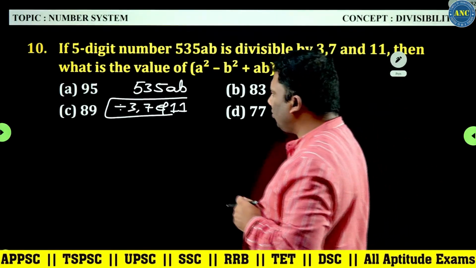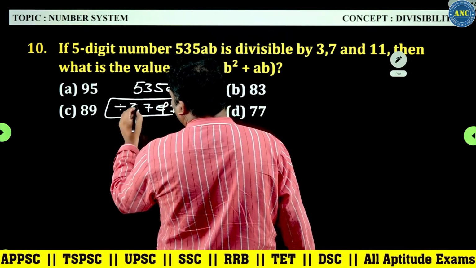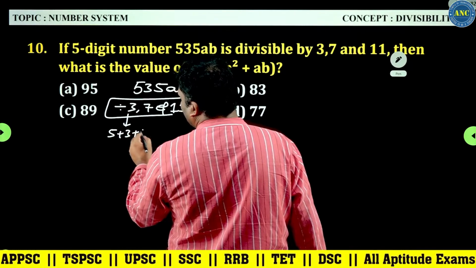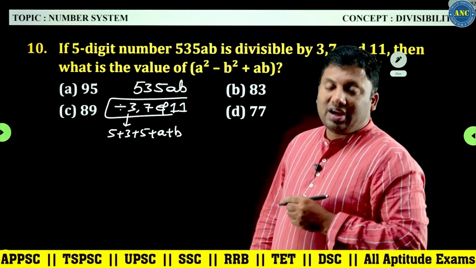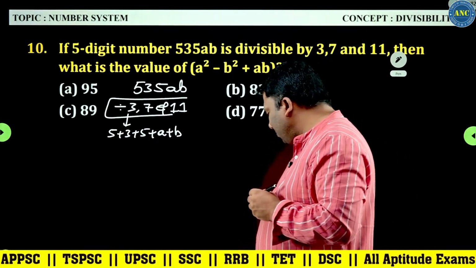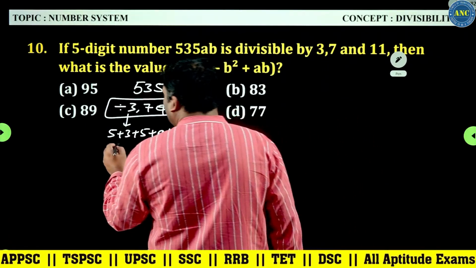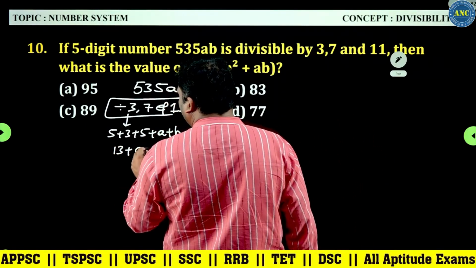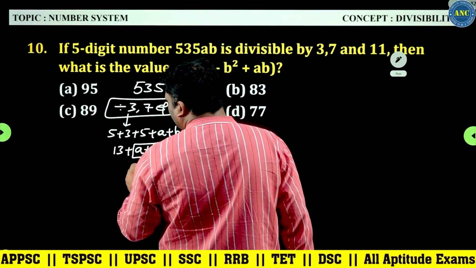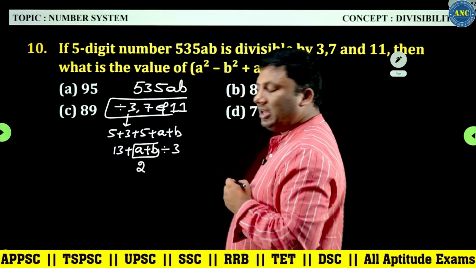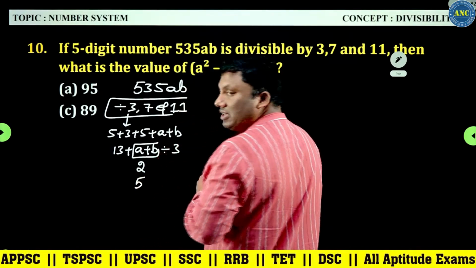What is the divisibility rule of 3? The sum of the digits should be divisible by 3. So 5 plus 3 plus 5 plus a plus b. 5 plus 3, 8, 8 plus 5, 13, 13 plus a plus b should be divisible by 3. That means a plus b can be 2, 13 plus 2, it is 15, right? Or 13 plus 5, 18, it is divisible.